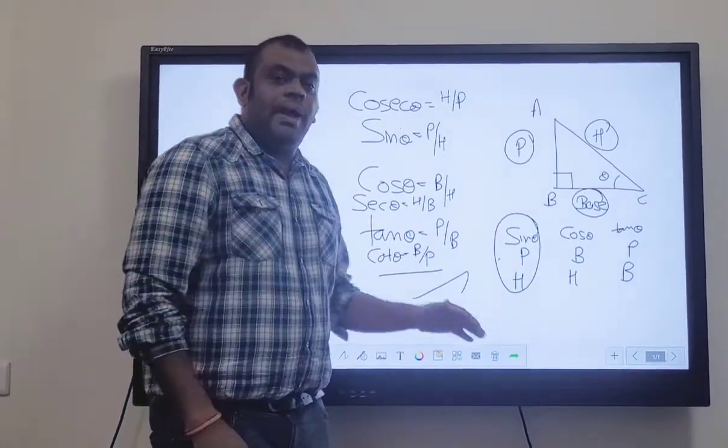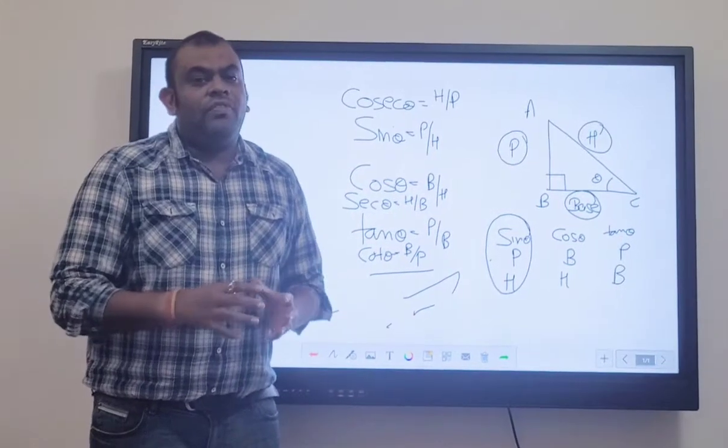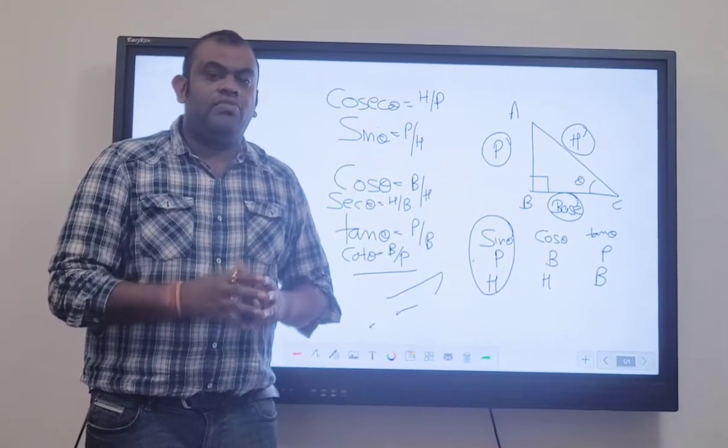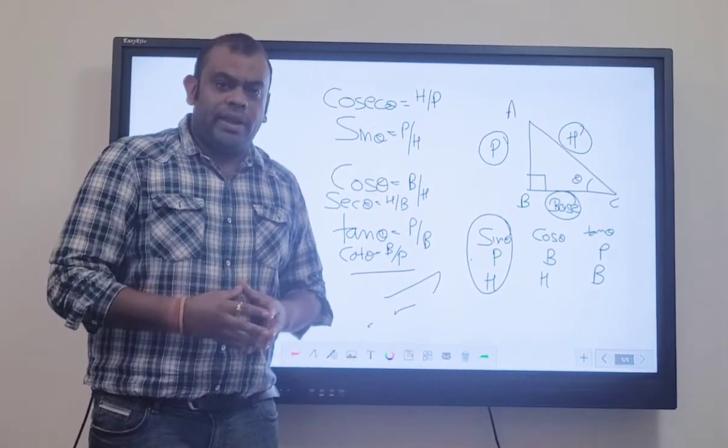So with this we come to the end of the topic of how to find different trigonometric ratios from a right angle triangle. Thank you.